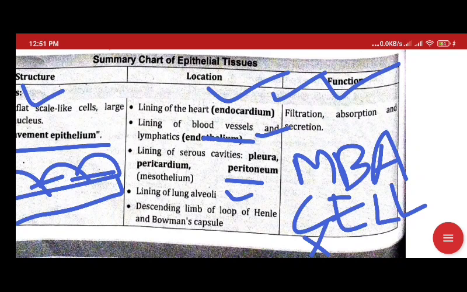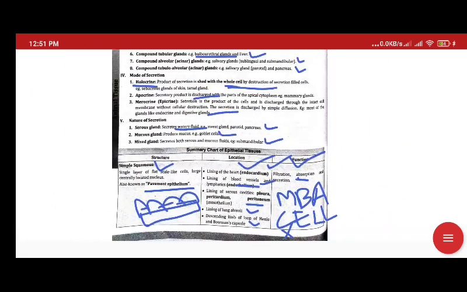L is for loop of Henle here, and L is also for coelomic fluid. The function is filtration, absorption and segregation by the process of diffusion.